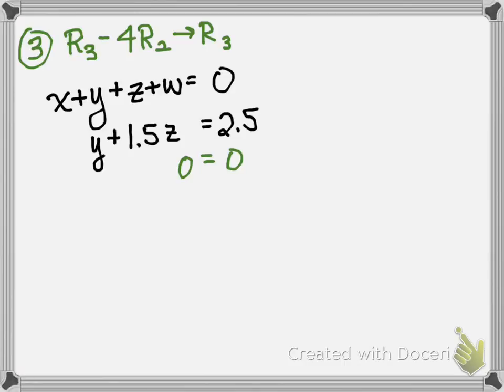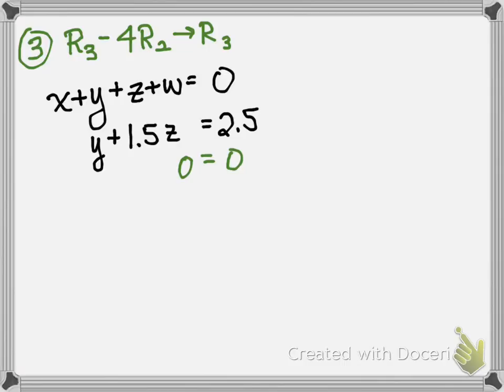I get 0 equals 0, which is good, since we didn't get something like 0 equals 5, which would be impossible. So 0 equals 0 isn't a bad statement. What we'll notice now is that we have a linear system in row echelon form, where I have a leading 1 in each equation, and the leading ones go from top left to bottom right. The leading 1 in row 2 is to the right of the leading 1 in row 1. That's good, and the reason we want that is that it makes back substitution much easier.